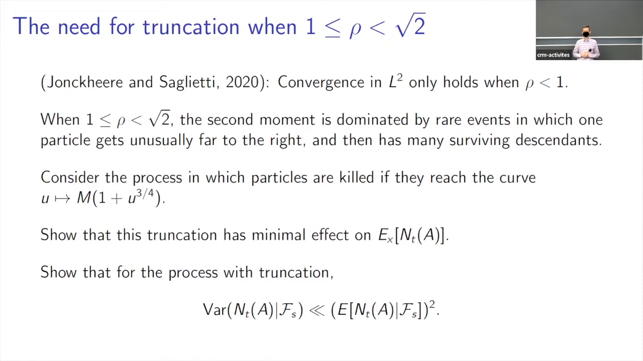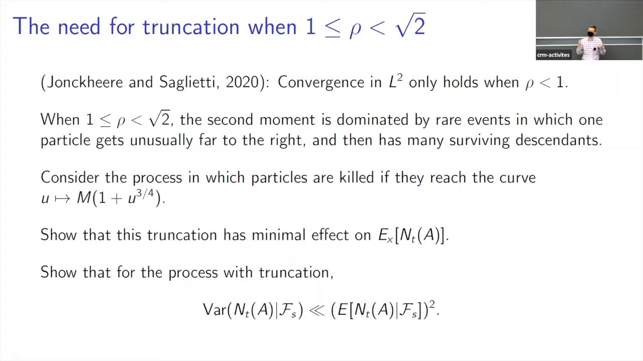The problem here is something that happens quite often, again, in the study of branching Brownian motion, which is that in this regime, the second moment is dominated by rare events. And what happens in these rare events is that one particle gets unusually far from the origin, and that allows it to have many descendants that survive because they're able to avoid being killed at the origin. And that's enough to cause the second moment to explode.